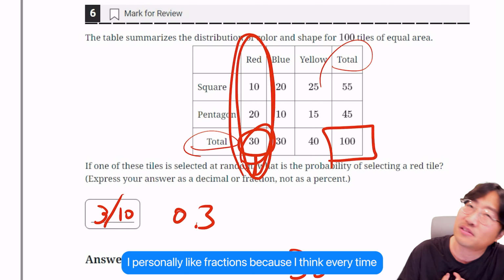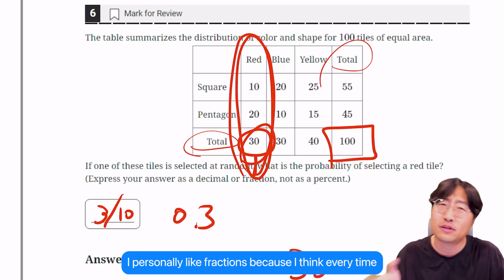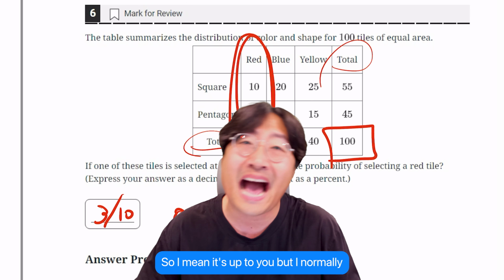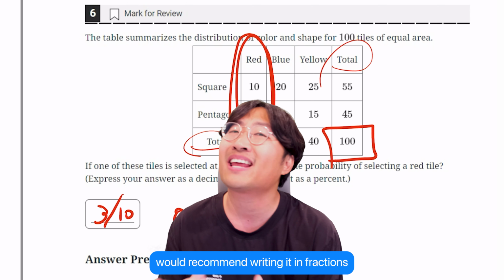Who cares? I personally like fractions because every time I try to convert them into decimals, I mess up a lot. So it's up to you, but I normally would recommend writing it in fractions.